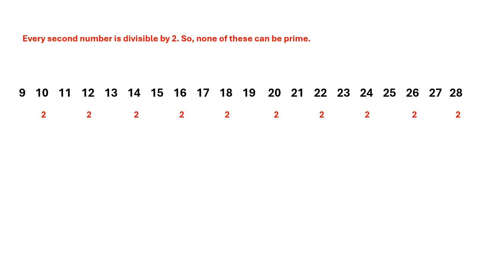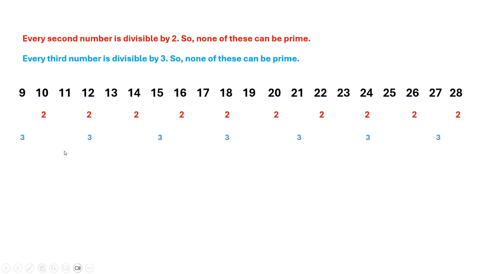But then every third number is divisible by 3. For example, 9, 12, 15, 18, etc. are divisible by 3. So we have to look for numbers that are not divisible by 2 or 3. So where do they occur? Let's take a look and notice where the gaps are. There's a gap here. This is not divisible by 2 or 3.